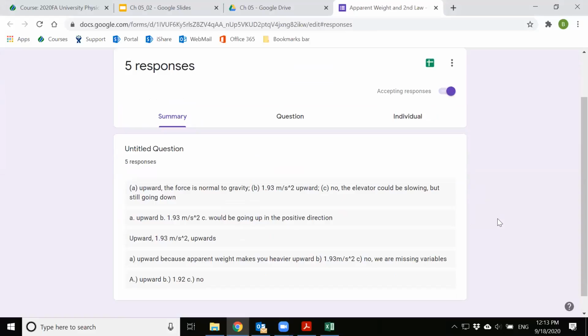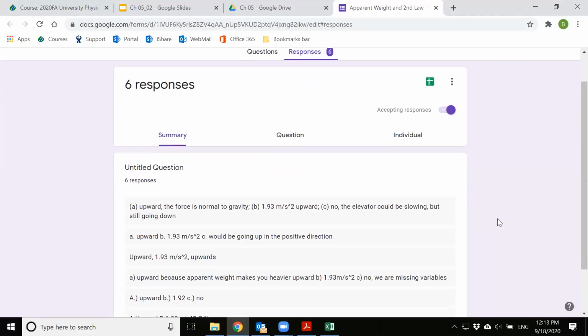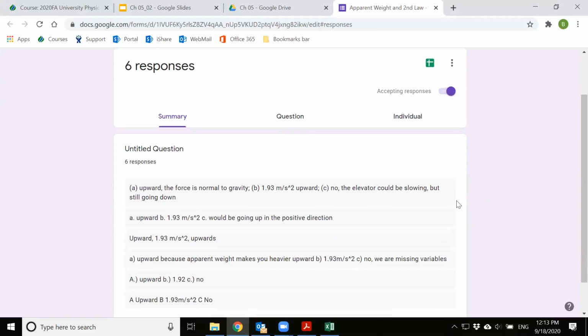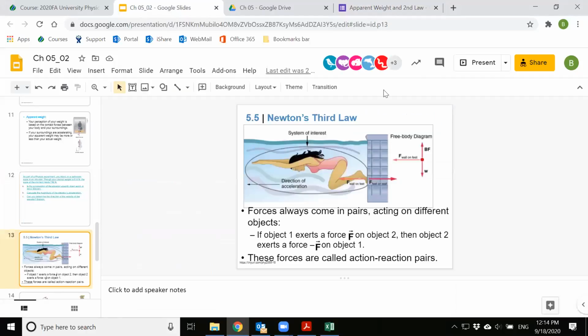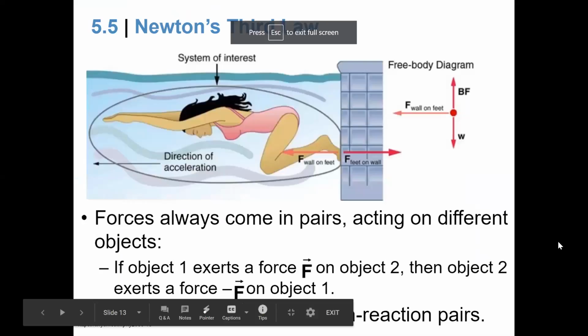So yeah, I think most of you got this one. Yeah, the magnitude, right. Okay, so pretty good there. Okay, and we can move on to the next section.